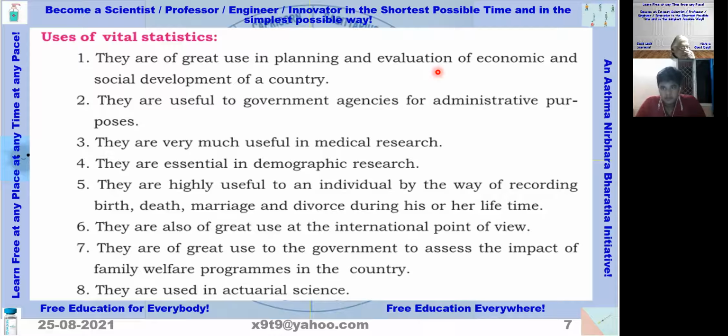So yesterday we have come up to this place. Yes, sir. So, uses of vital statistics. You can read it from here. They are of great use in planning and evaluation of economical, social development of a country. They are useful to government agencies.